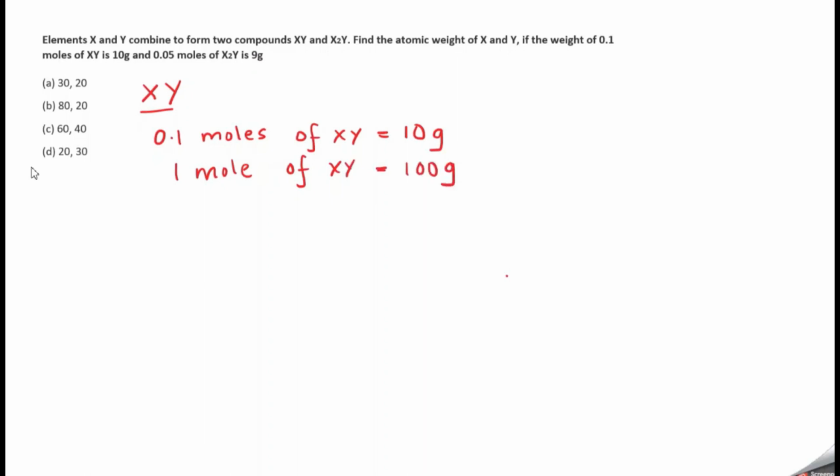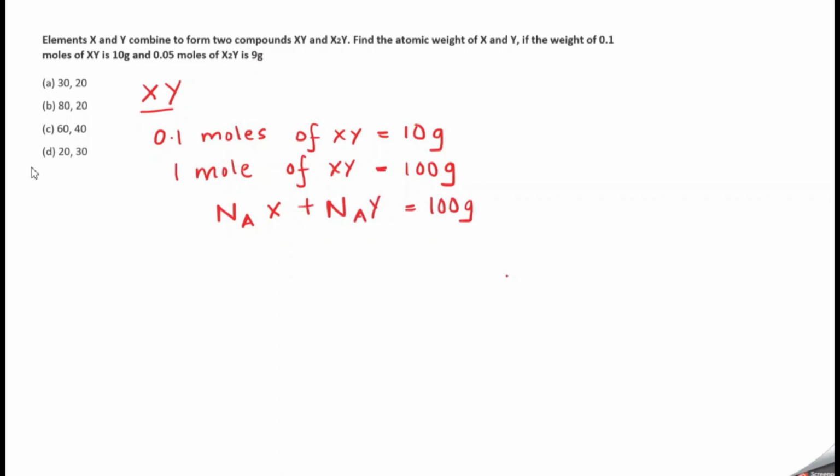So what is the meaning of this? 1 mole of XY means what actually? 6.023 into 10 power 23 atoms of X plus 6.023 into 10 power 23 atoms of Y. If you add this many atoms of X and Y, that will weigh 100 gram. So I can write Na X plus Na Y is equal to 100 gram, correct?